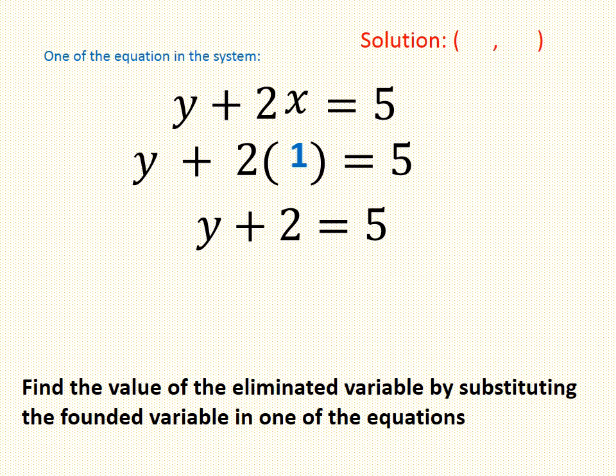This is a one-step equation. All I need to do is to subtract 2 from both sides to be able to find the value of y, which is y equals 3. So the solution for this system of equations is 1, 3. And this is the exact solution that we got when we solved the same system graphically, and the same solution that we got when we solved the same system by substitution.